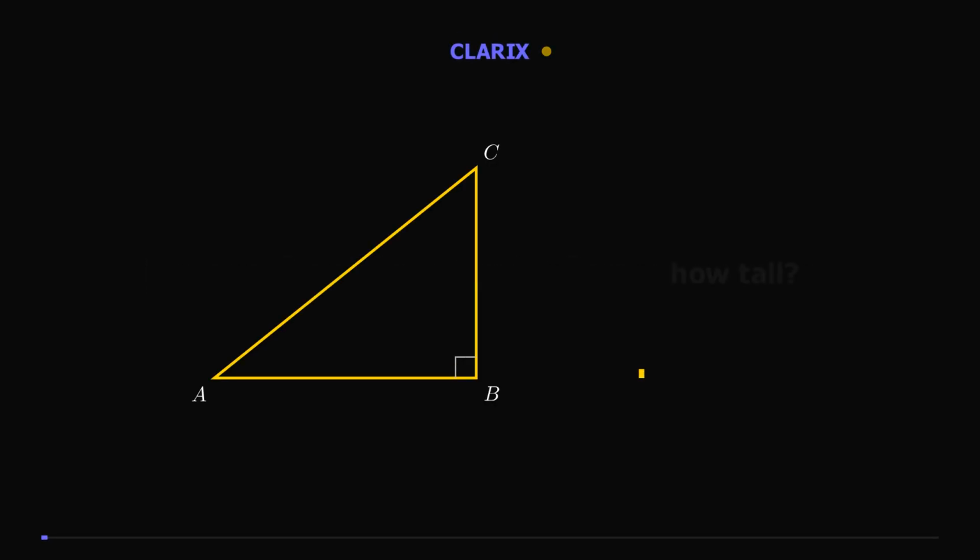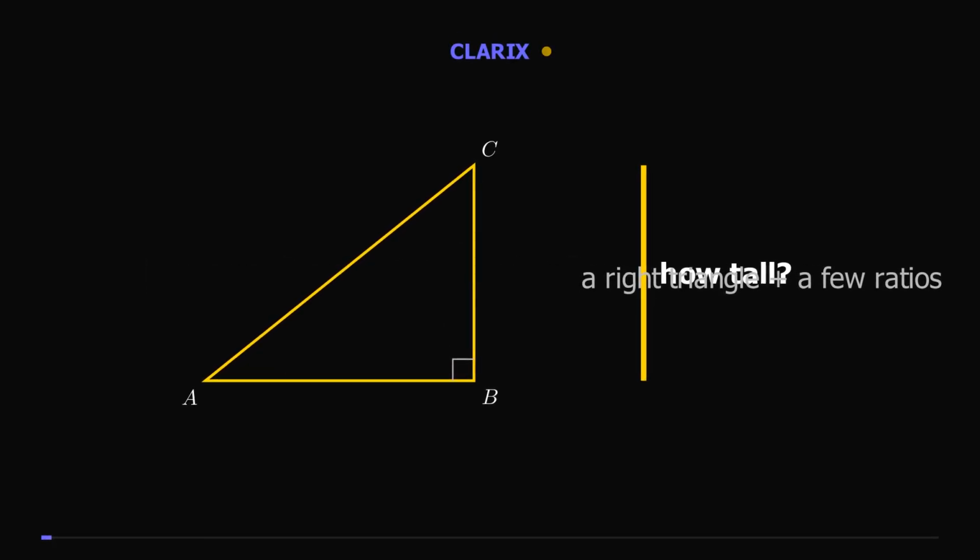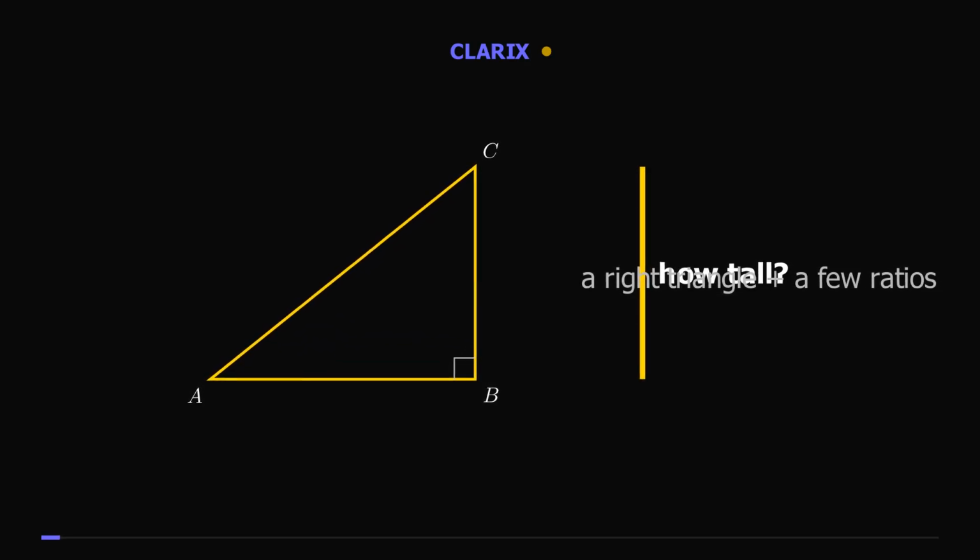How tall is that building you can't climb? How wide is a river you can't cross? Trigonometry answers questions like these using nothing but a right triangle and a few ratios. In this video, we'll build all 6 trig ratios from scratch, then nail down their exact values for the angles every exam loves: 30, 45, 60, and the ends 0 and 90.